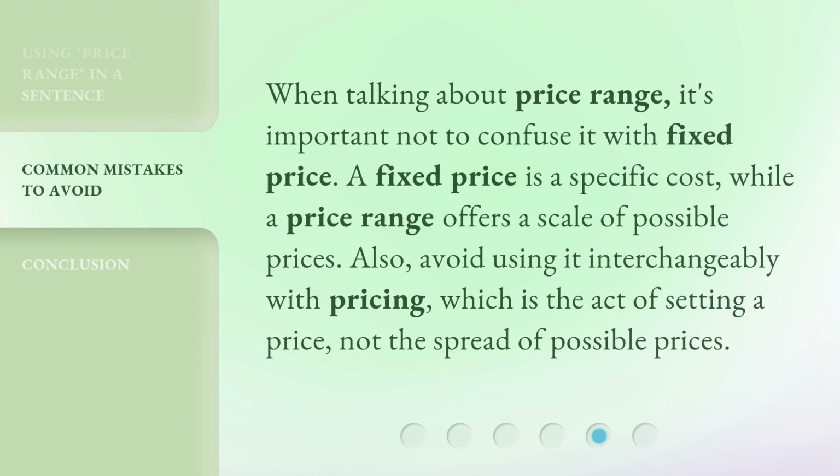When talking about price range, it's important not to confuse it with fixed price. A fixed price is a specific cost, while a price range offers a scale of possible prices. Also, avoid using it interchangeably with pricing, which is the act of setting a price, not the spread of possible prices.